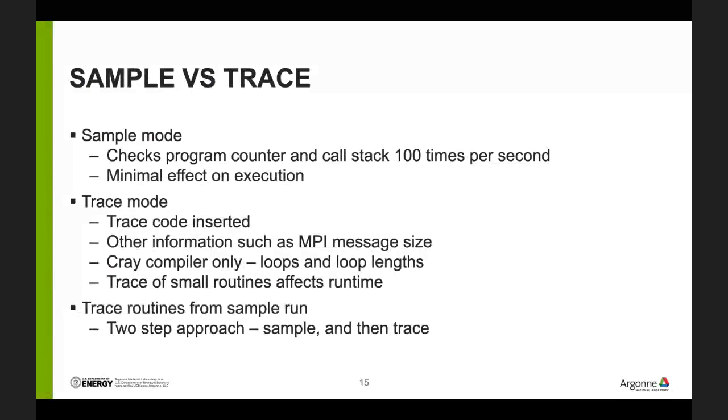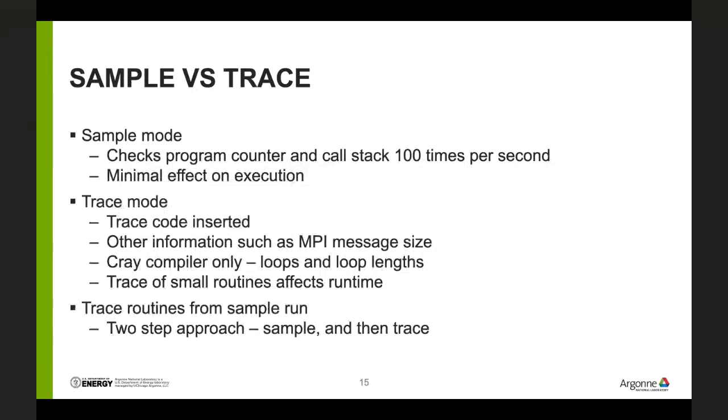With CrayPat, you can choose two different modes, which are sample mode and trace mode. In sample mode, you check your program counter and call stack 100 times per second. And you can also adjust the sampling frequency, so you can reduce the overhead or increase the overhead with more data. And you may want to use trace mode because in trace mode you can have the trace code inserted. You can also have additional information sometimes, such as MPI message size. Or if you use the Cray compiler, you may have an additional trace feature, which is loops and loop lengths.